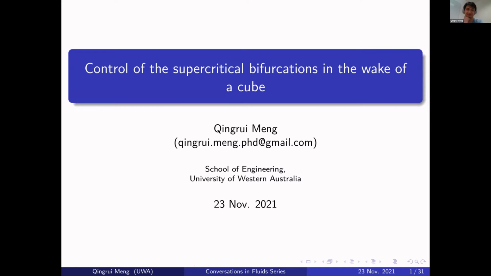Today I'm going to give a short talk about our recent research and an already submitted paper on this topic. During my PhD, my research interest has focused on underwater vehicles. Some underwater vehicles may have a cuboid shape, so we also did some theoretical study on flows past a cube. Today's topic is the control of the supercritical bifurcations in the wake of the cube.